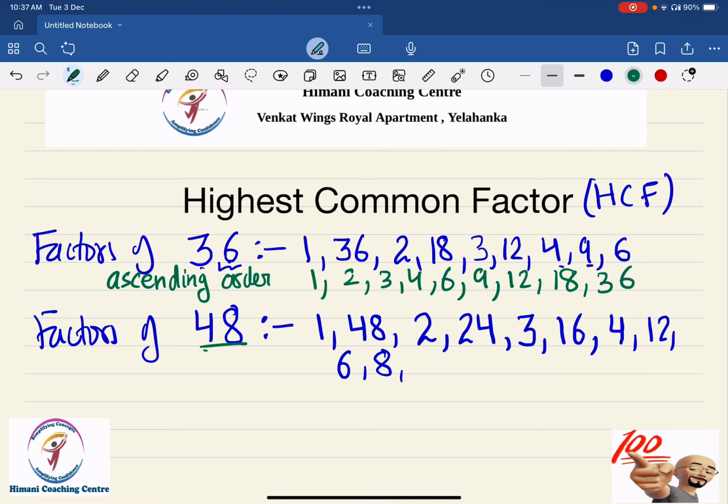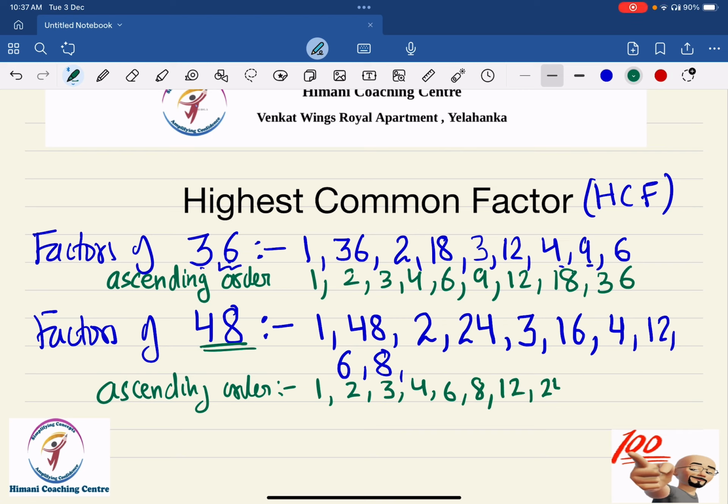Now let us write factors of 48 in ascending order. So 1, 2, 3, 4, 6, 8, 12, 24, 48. Have we written all? Yes. Now let us find common factors. What are we finding now? Common factors of 36 and 48.